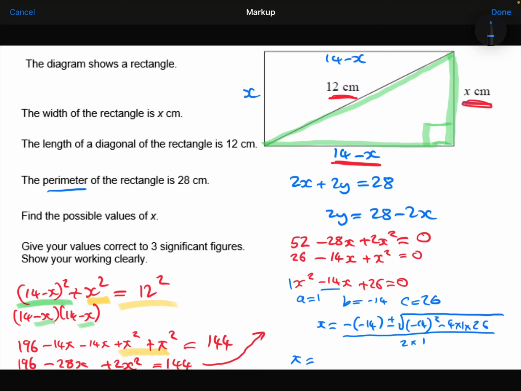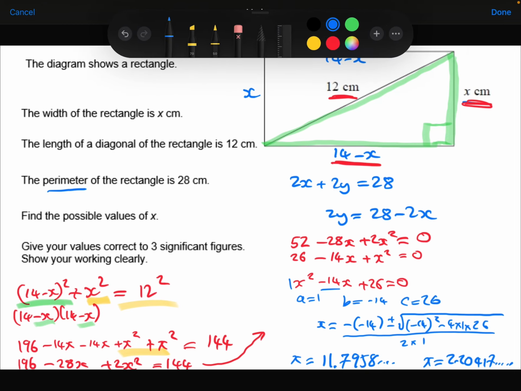Which, if we put that into our calculator, we get two solutions. We get 11.7958, and so on. Or we get 2.20417. And we need to round those to three significant figures.